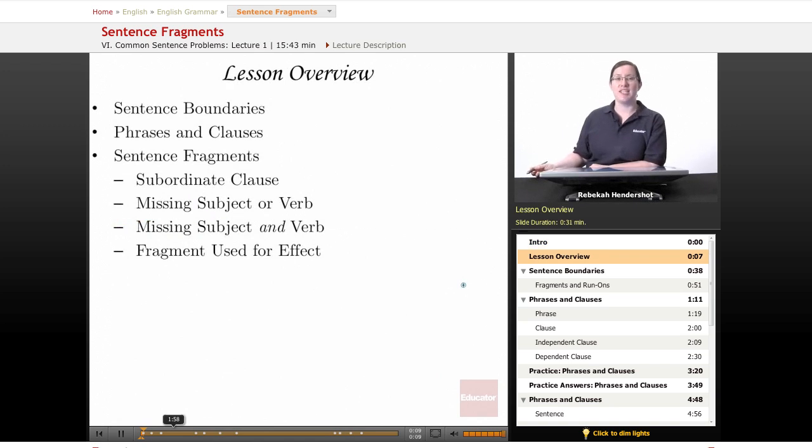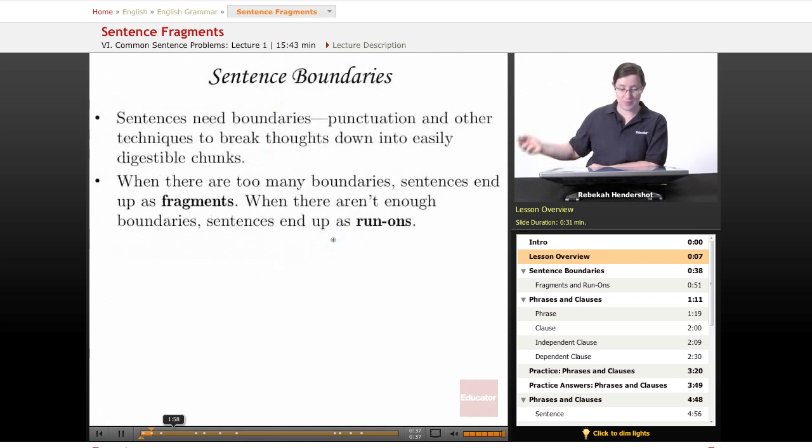Alright, we're going to begin this lesson with a brief overview. We're going to talk about sentence boundaries, which is where fragments actually come from. We're going to talk about phrases and clauses because most sentence fragments are actually disembodied phrases and clauses. And we're going to talk about the different kinds of sentence fragments: the ones that are a subordinate clause, ones that have a missing subject or verb, ones that have a missing subject and verb, and fragments used for effect. There actually is a way to use fragments correctly, and I'll show you what it is.